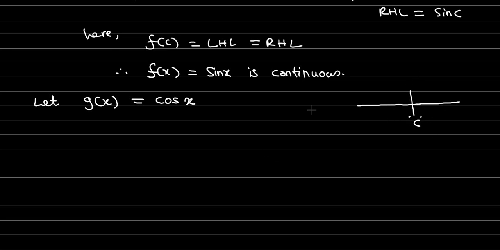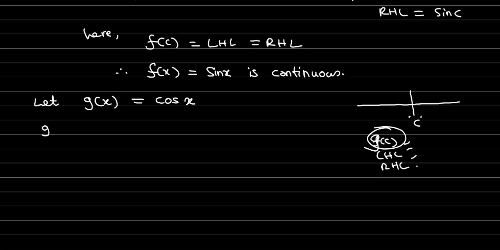To check the continuity of cos, we have taken c as some real value. To check the continuity, what is required? f of c is required, the left hand limit and the right hand limit are required. All these three should be the same, then only we can say cos x is a continuous function. Now let me find f of c first. Sorry, here it is g of x, so g of c.